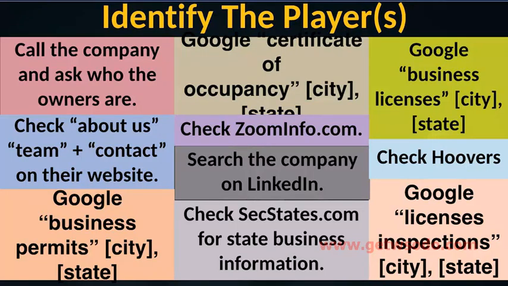You can also do a couple of Google searches. You can Google business licenses, city and state, for the name of the business. You can say business permits, city and state, for the name of the business, licenses and inspections, or certificate of occupancy. Those are things you can do. And if all else fails, you can go to Hoover's. So these are places to find the actual people and their addresses and contact information we're going to reach out to.